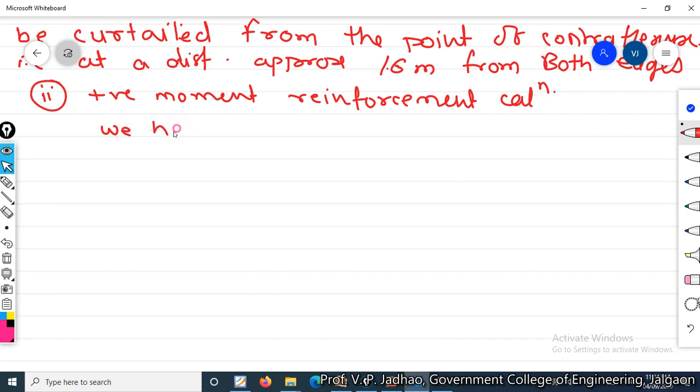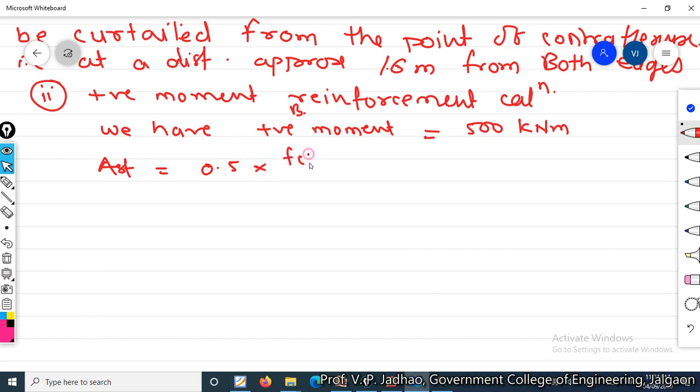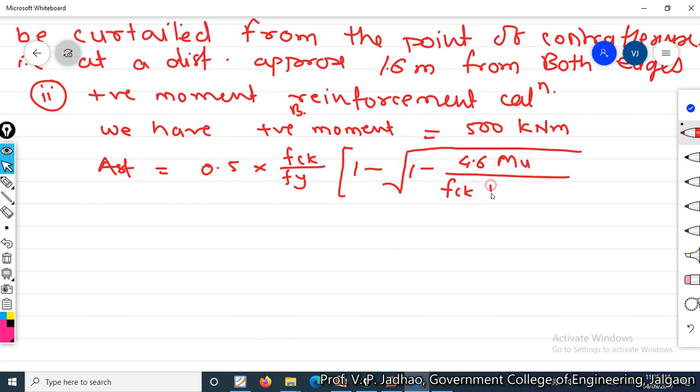Now we have maximum positive moment. We have positive moment or bending moment, we can consider it as a bending moment, equal to 500 kilonewton meter. Therefore steel requirement AST is equal to, formula is again the same, 0.5 multiplied by fck upon fy, again multiplied by 1 minus square root of 1 minus 4.6 Mu upon fck b d square, multiplied by b into d.